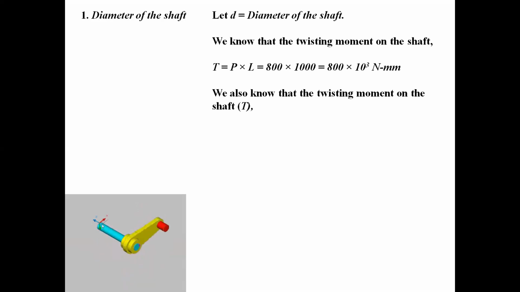The twisting moment is equal to load multiplied by distance. So 800 Newton is the load, and 1 meter, which is equal to 1000 mm, is the distance from the axis of the shaft to the application of the load. So the total torque which is created on the shaft is P into L, 800 into 10 power of 3 Newton mm. So the twisting moment of the shaft creates a torsional shear stress.